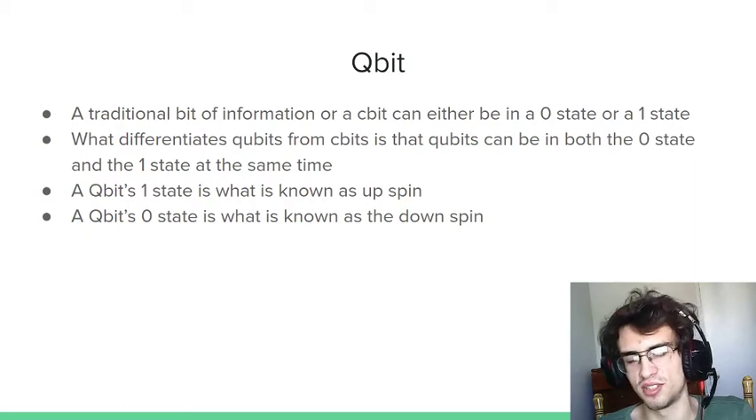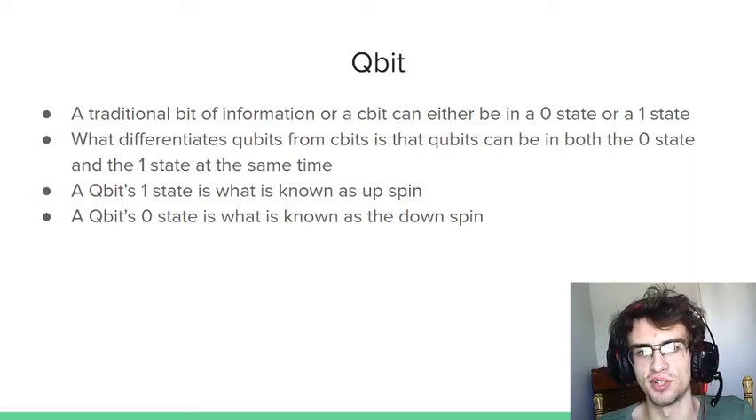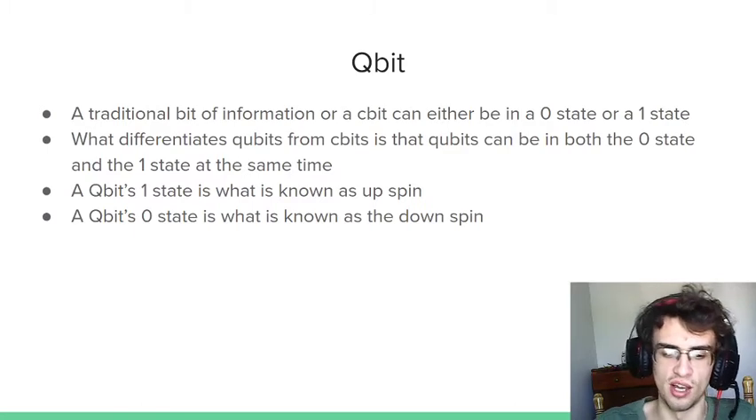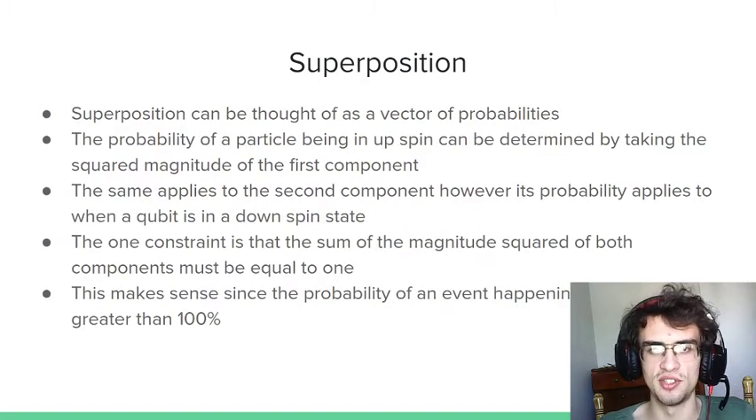And then to describe what 1 and 0 means for a qubit, the 1 state is basically known as spin up. So that's when the particle is oriented in the up direction, and then the 0 state is basically known as the downspin, so it's oriented down. And then superposition.